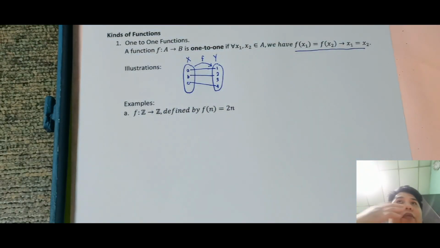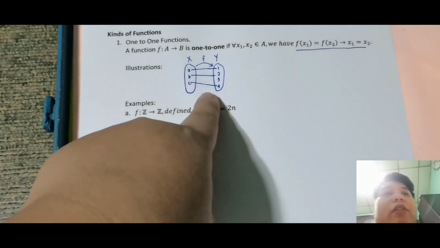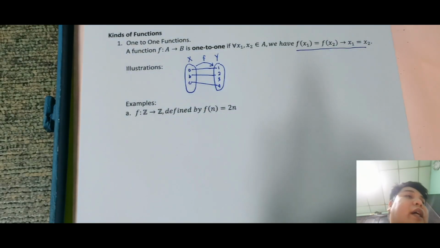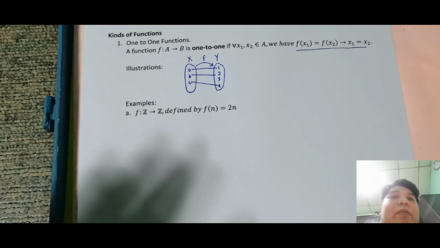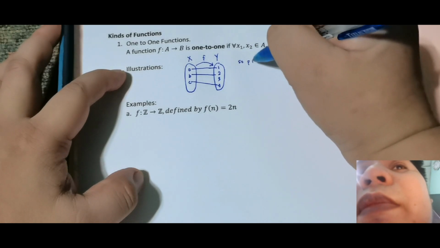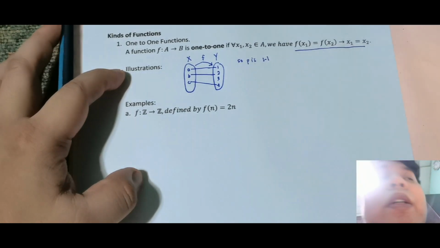Ano ba ibig sabihin ng one-to-one function? Dapat magmamap lang ako sa isa dun sa aking codomain. Yung mga element dito, dapat magmap lang ng isang beses sa isang element sa codomain. Hindi siya pwede magmap sa more than isa. Kunyari, nagmap siya sa dalawa, hindi na siya one-to-one function. So, f is a one-to-one function.